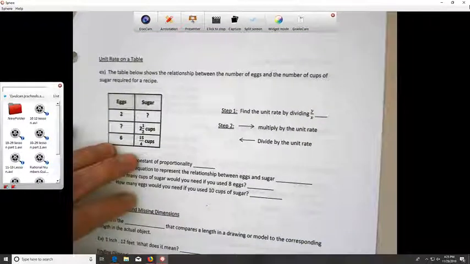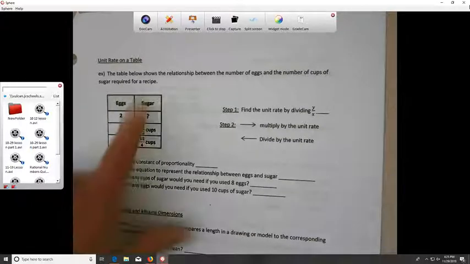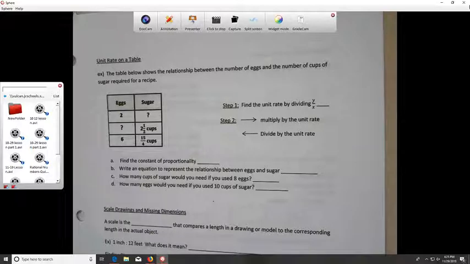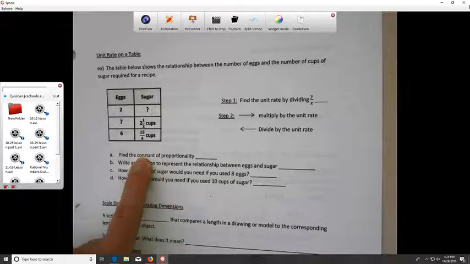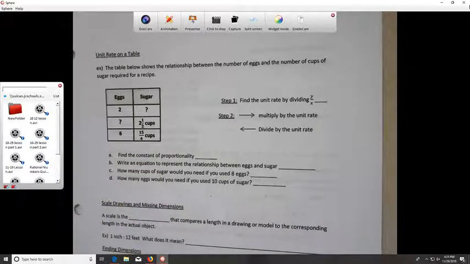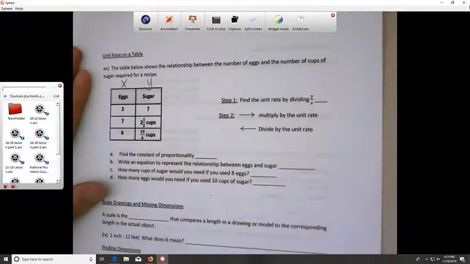The next thing we did was look at a table of values and find the unit rate, and then answer some other questions about that. So it says the table below shows the relationship between the number of eggs and the number of cups of sugar required for a recipe. And the first thing we want to do is find the constant of proportionality, or the unit rate. So in order to do that, we divide y divided by x. So here the sugar is y and the eggs are x.